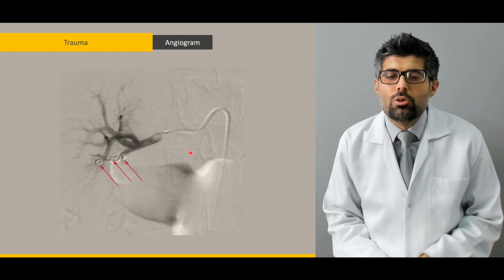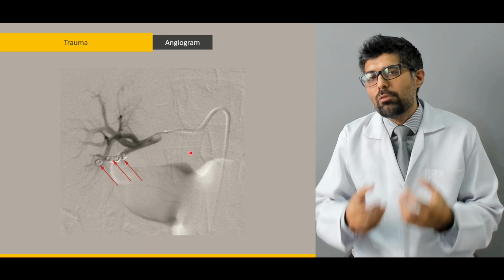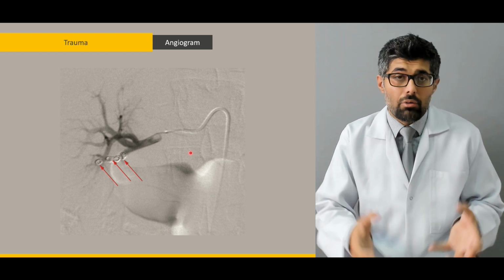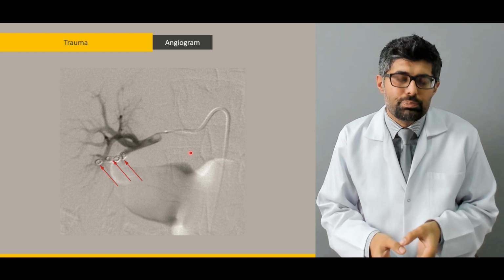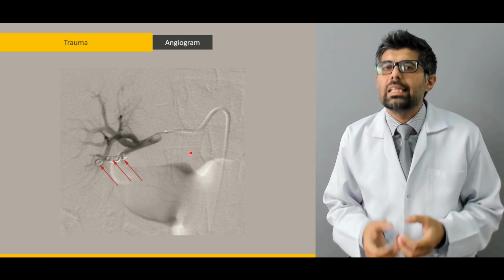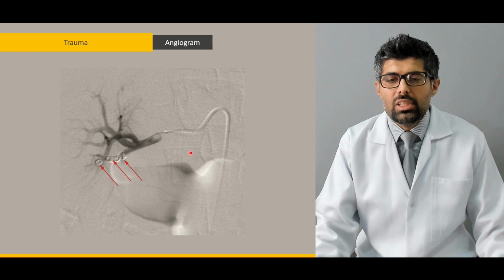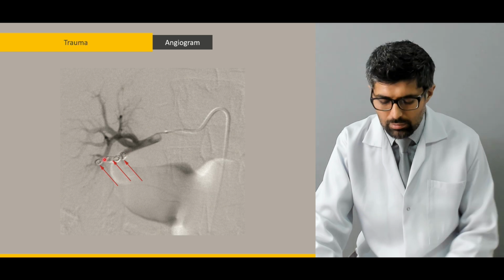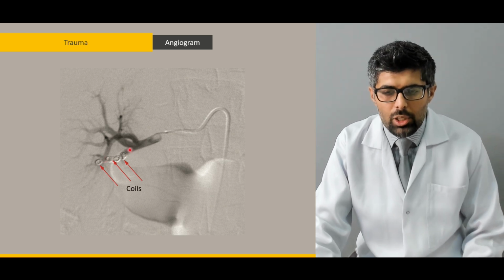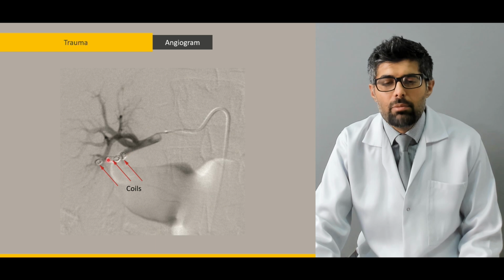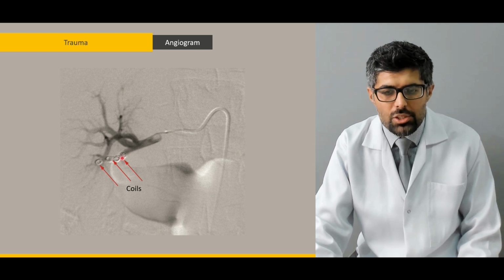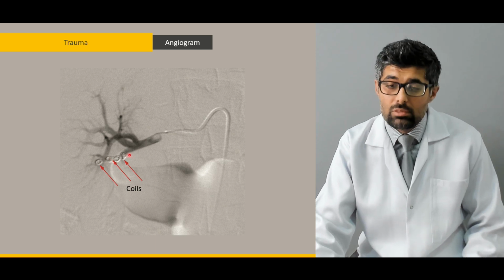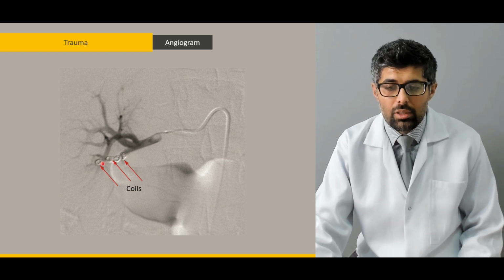And during the angiogram, what we do is that we visualize the vasculature around and in the kidneys and find out where the bleed is coming from. Now, in this example, there is extravasation of the renal artery. In order to stop it, we have performed catheterization and introduced coils inside the lumen, which have stopped the hemorrhaging.